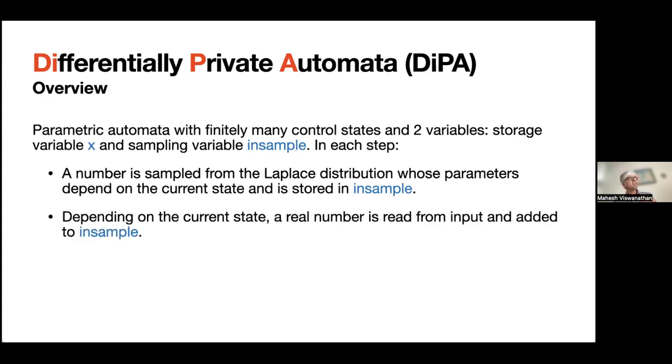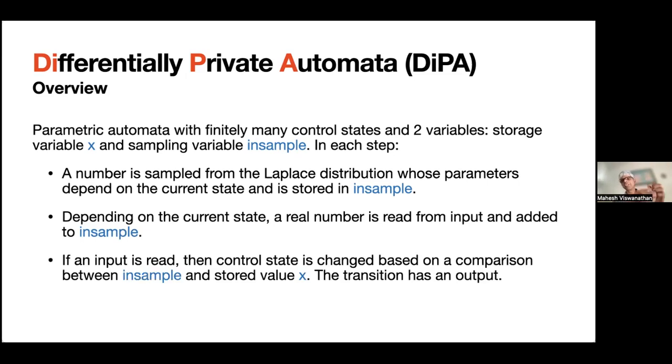Next, the inputs of the automaton are going to be divided into two classes. There are states from which you're going to read an input value, and there are going to be states where you don't read anything and you just take a step. So if you're in a state where you're reading an input value, you're going to read a real number, and you're going to add that real number to the value you sampled, which is stored in the variable in sample.